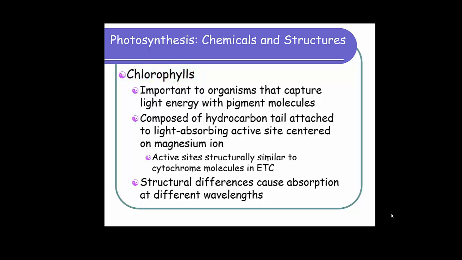Chlorophylls are composed of a hydrocarbon tail attached to a light-absorbing active site centered around a magnesium ion. The active sites of chlorophyll are actually structurally similar to the cytochrome molecules in the electron transport chain. Structural differences within the chlorophylls cause absorption of different wavelengths of light. We think primarily of the yellow-green spectrum with our plants, but that purple bacterium I showed you actually absorbs light waves in the blue-violet spectrum.